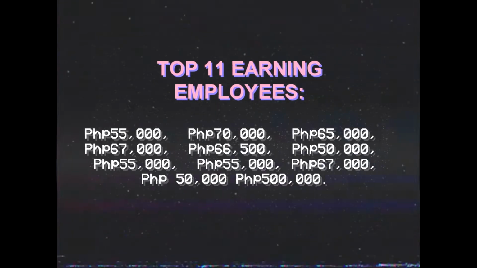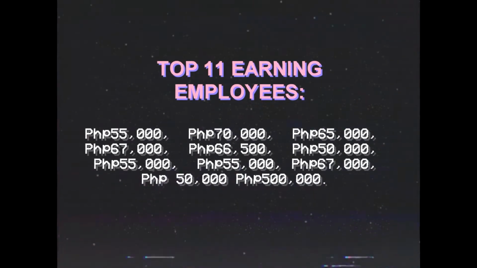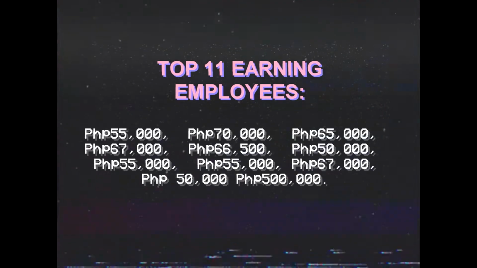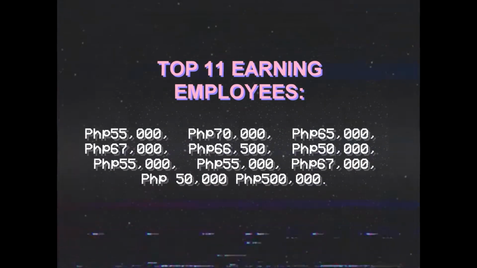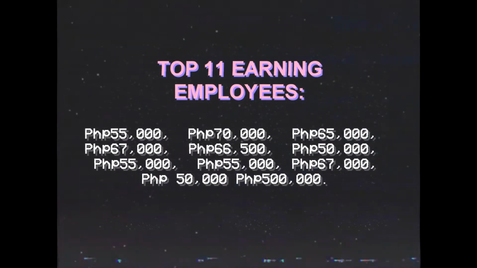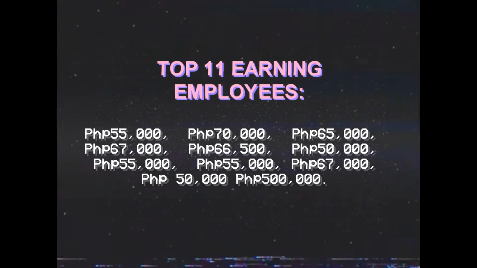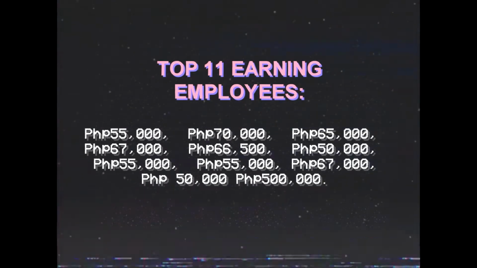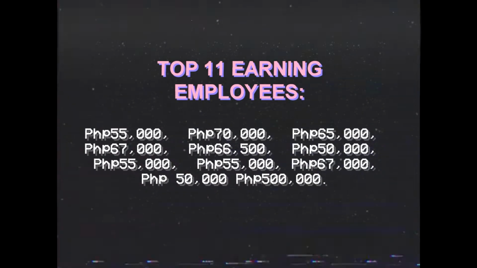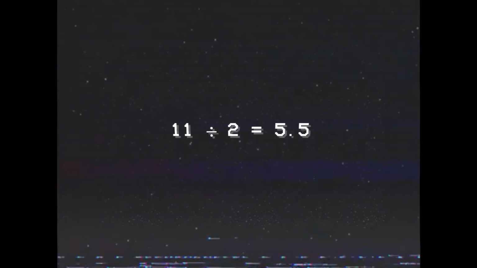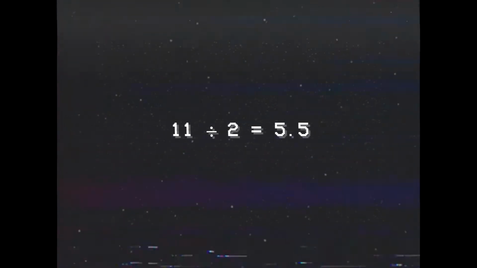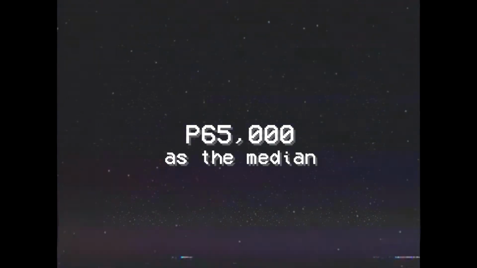55,000 pesos, 70,000 pesos, 65,000 pesos, 67,000 pesos, 66,500 pesos, 50,000 pesos, 55,000 pesos, 55,000 pesos, 67,000 pesos, 50,000 pesos, and 500,000 pesos. After arranging the numbers in ascending order, you must divide 11 by 2 and round it up to get the position of the median. In this case, rounding it up would give us the 6th position, which is 65,000 pesos as the median for our data.